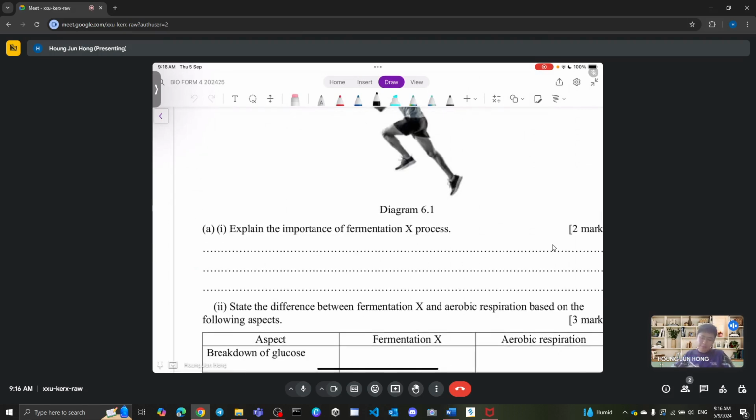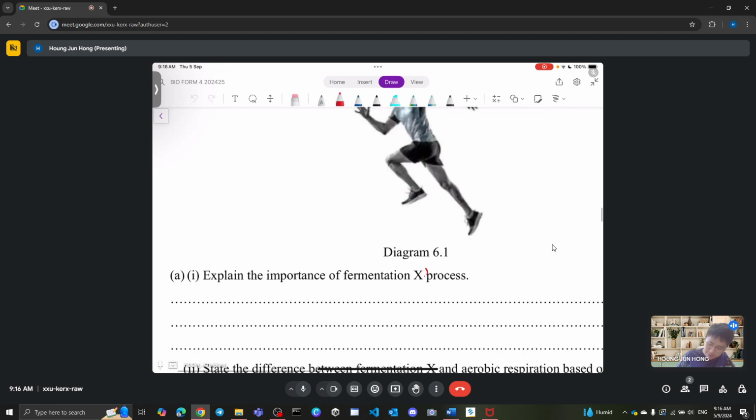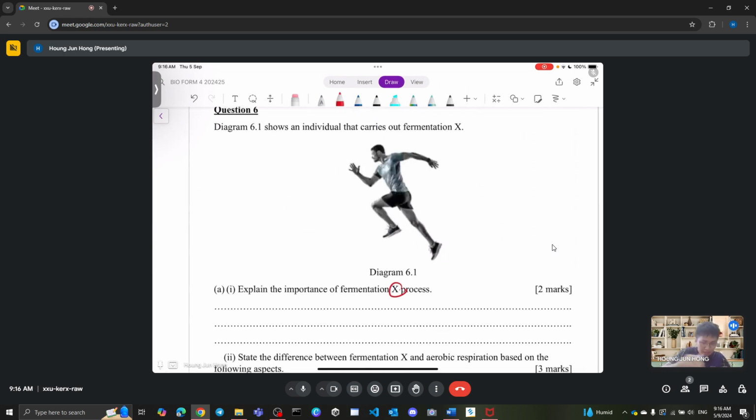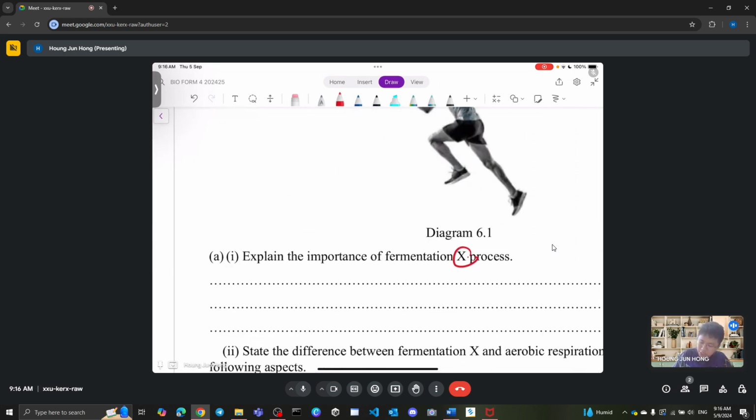So first of all, yes, we see fermentation X. So what do we do here? Fermentation X is an unknown. Whenever you see unknown, you have to first give a name. You have to first give everything a very correct identification. Then you can move on.